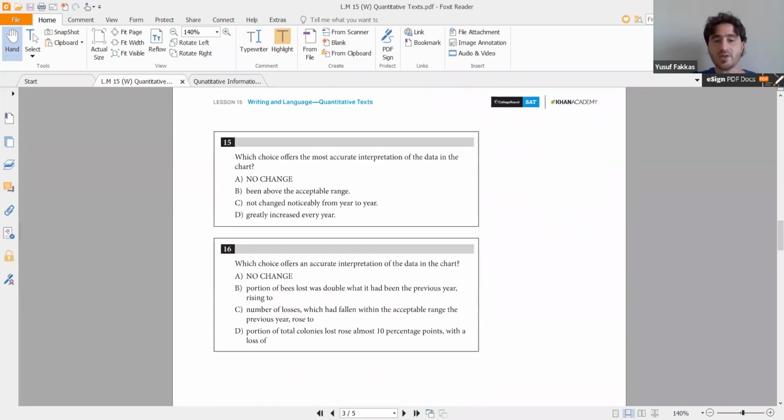So as usual, we start with a question. Here we have two questions, 15 and 16, and they both need the same thing. What is it? Accurate interpretation of the data. So we need the right information from the graph, okay?